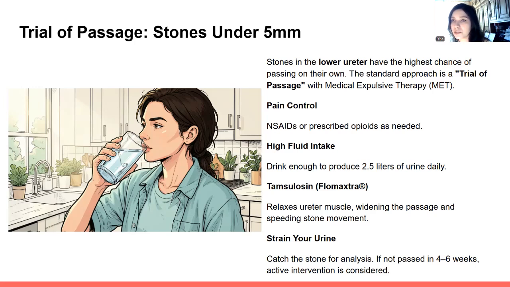And strain, as I told you, I will be talking about this many times in this video. Straining to catch this stone is very important for us to make an analysis to prevent it in the future, because if you had it one time in your life and nothing changes in your life, there is a high chance that you can have them in the future as well. Okay, so if it has not passed in 4 to 6 weeks, we will be doing some active intervention.